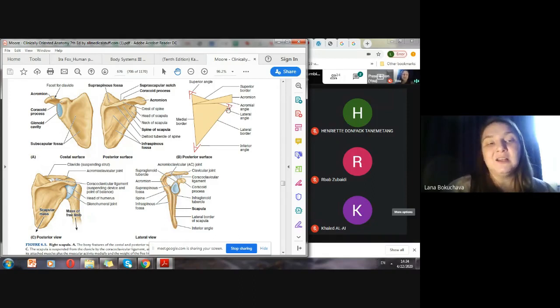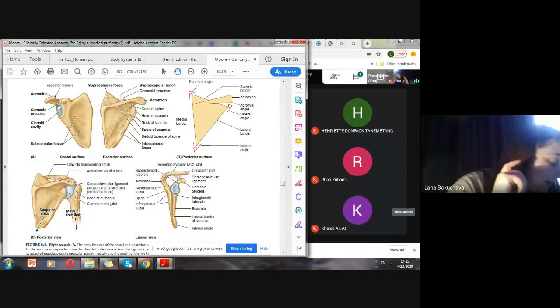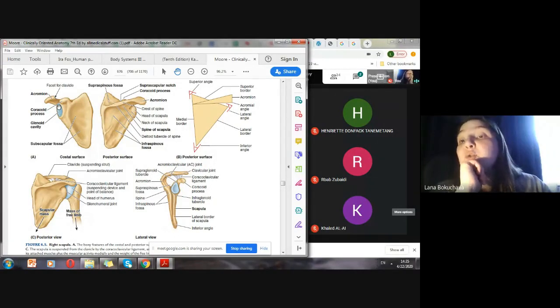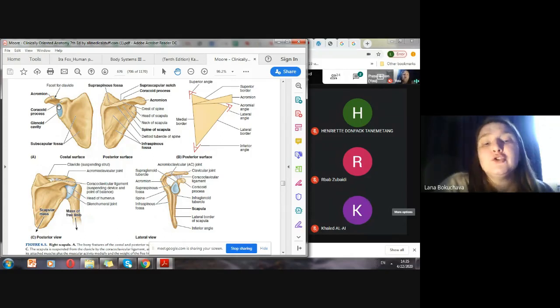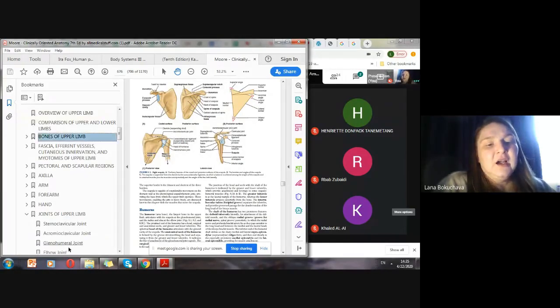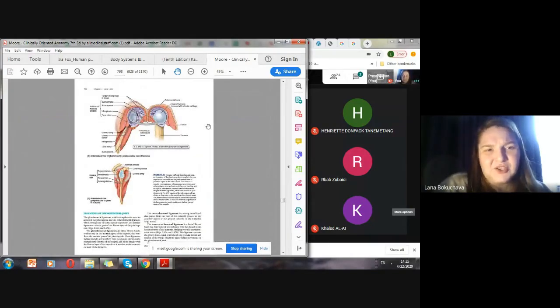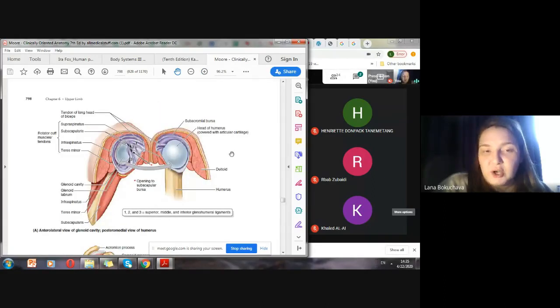Although in reality, the lateral angle is not a real angle, as you can see here, because we have a shallow invagination, which we call the glenoid cavity, and the glenoid cavity is covered by cartilage. Why? For the formation of the shoulder joint, or also known as the glenohumeral joint. Now, why glenohumeral joint? Because it's very interesting. The glenohumeral joint is a ball and socket type of joint.